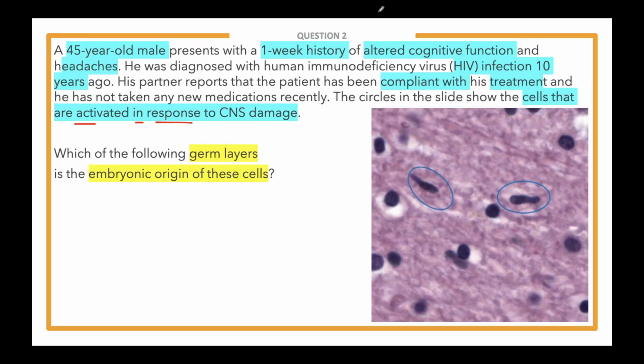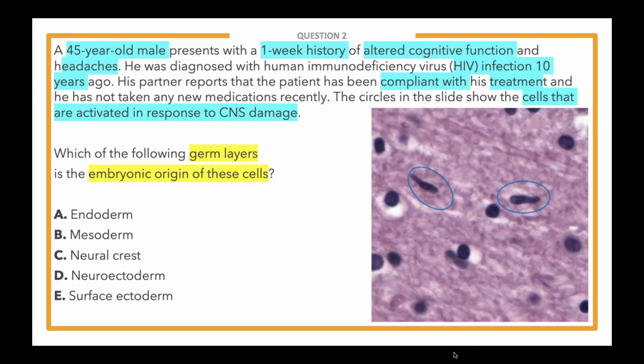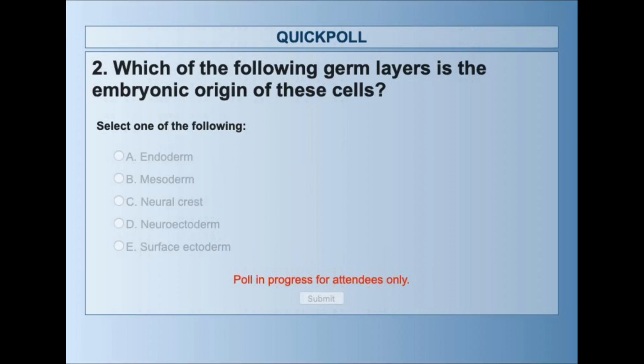Let's go ahead and take a look at those answer choices. So answer choices are 5. Once again, we'll go ahead and start at the bottom and work our way up. E, surface ectoderm. D, neuroectoderm. C, neural crest. B, mesoderm. And A, endoderm. So go ahead and select the answer choice you think is the best answer here, and we'll talk about it in just a few seconds.